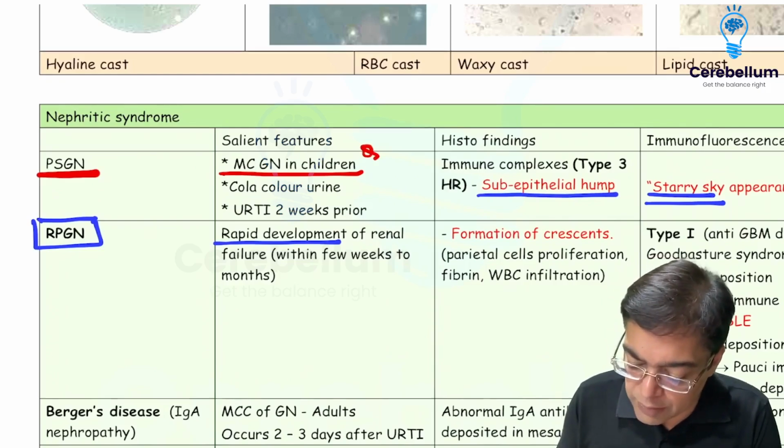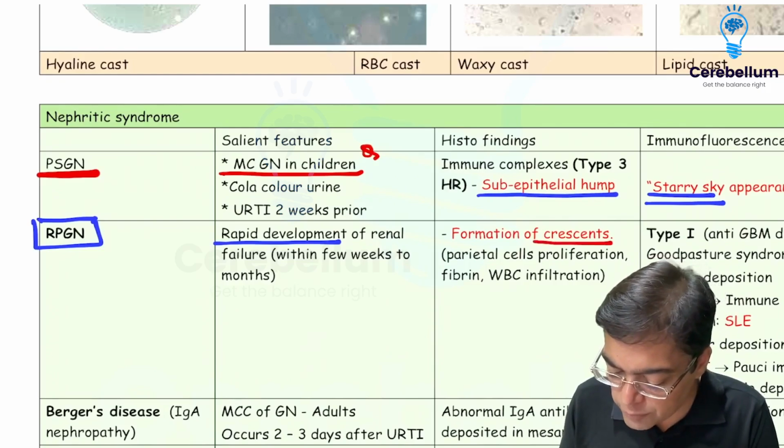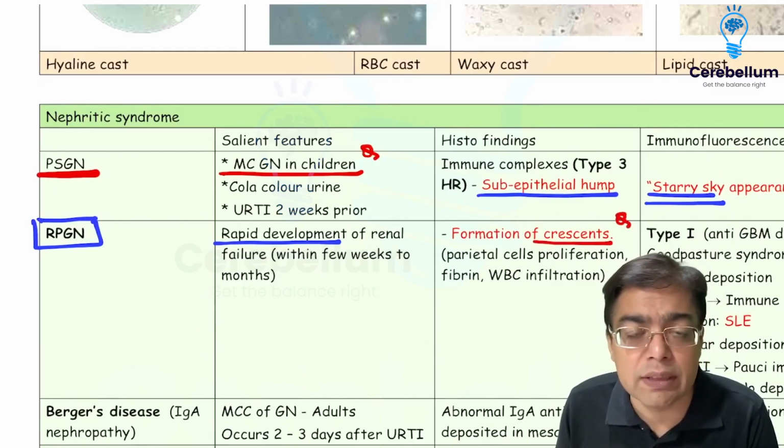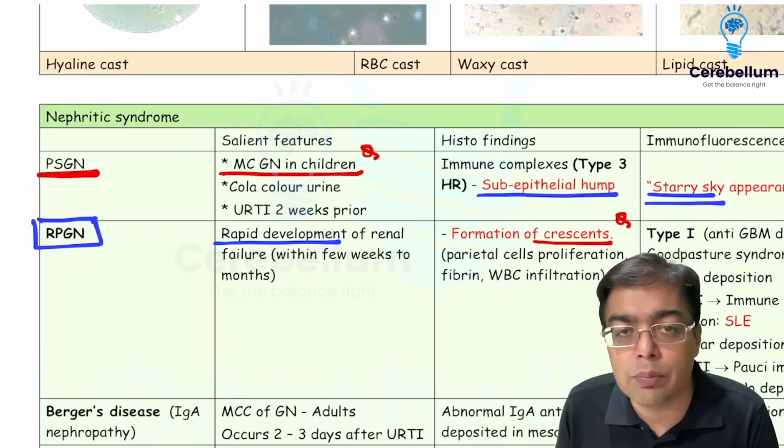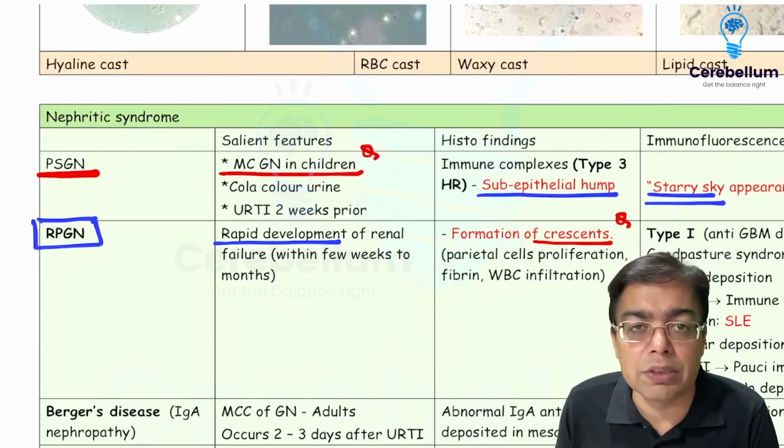Patients are going to have a histological finding of a crescent-like structure, and the formation of crescents is attributed to parietal cell proliferation. There is an infiltration by white blood cells, and there is deposition of fibrin. When we talk about RPGN, this can be attributed to 3 subtypes.